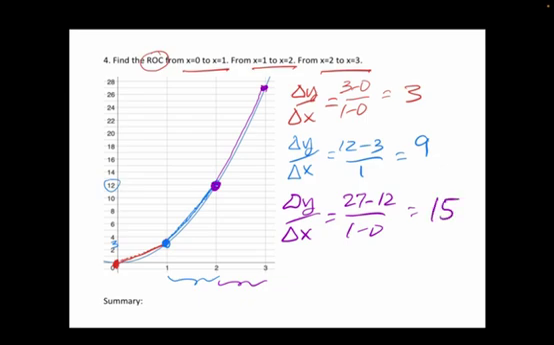So you might notice that going from that line segment to that line segment to that line segment, it's getting steeper and steeper and steeper. And I think you could have seen that from the curve. The curve is getting steeper and steeper and steeper.